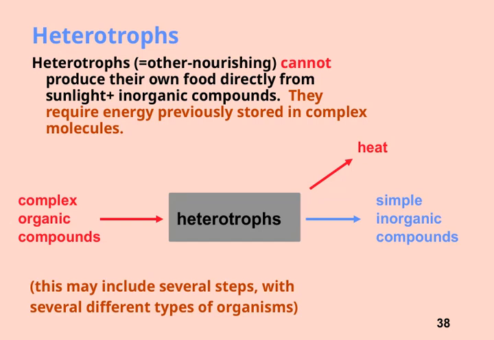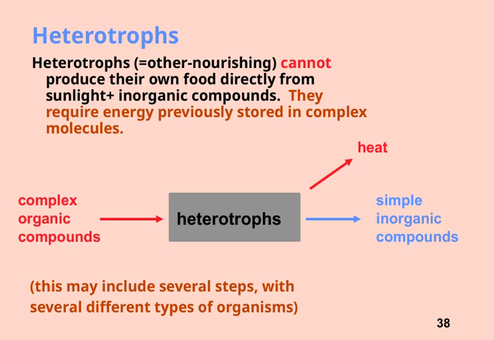Heterotrophs, or as we call them, other nourishing organisms, are quite different from autotrophs because they cannot produce their own food directly from sunlight and inorganic compounds. Instead, they depend on energy that has already been stored in more complex molecules. This means they have to consume other organisms or organic materials to get the energy they need.